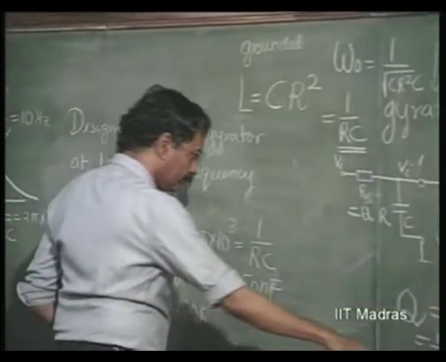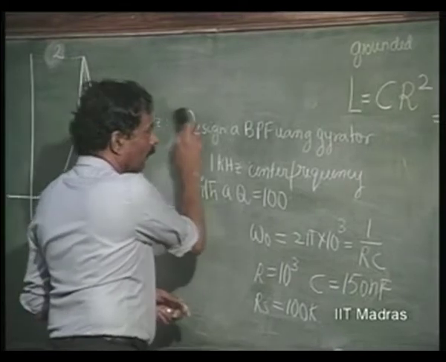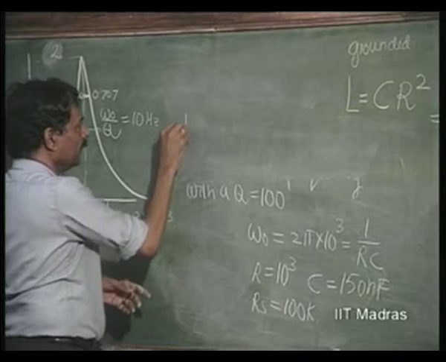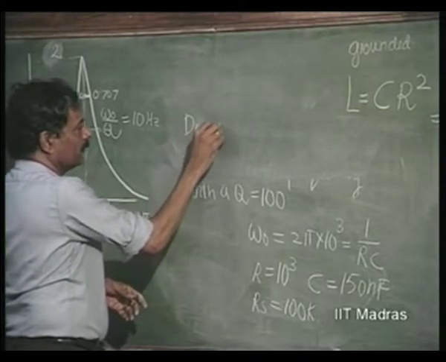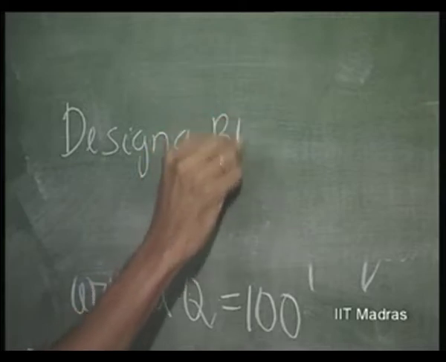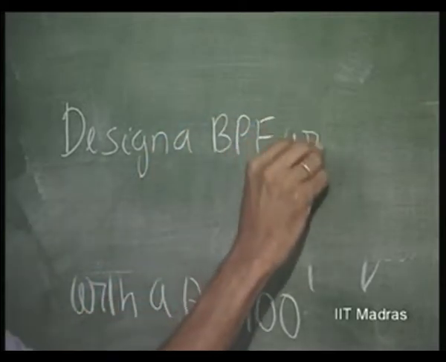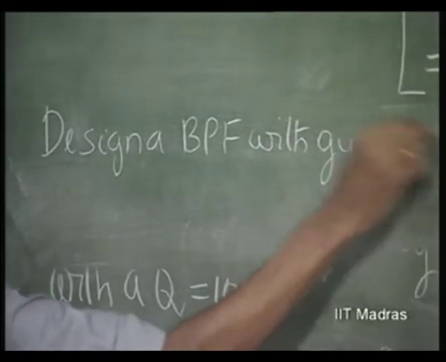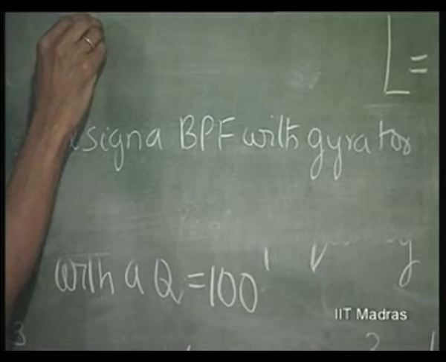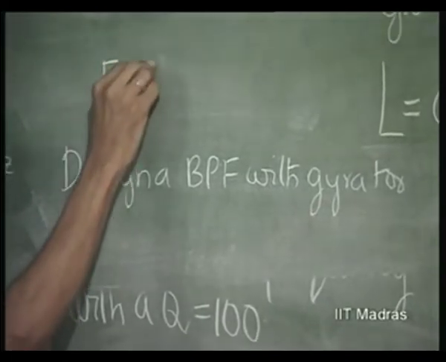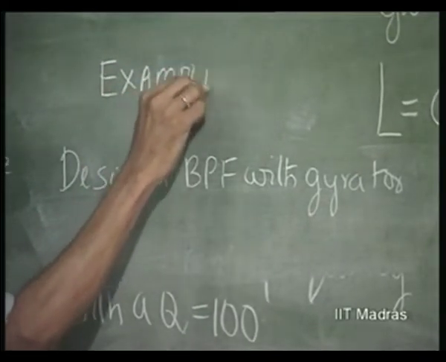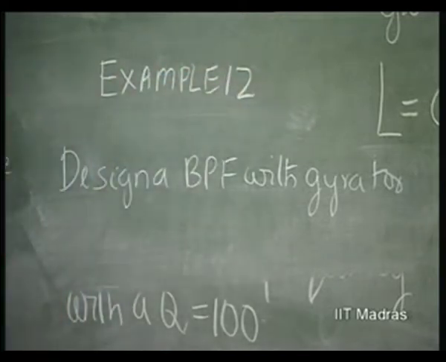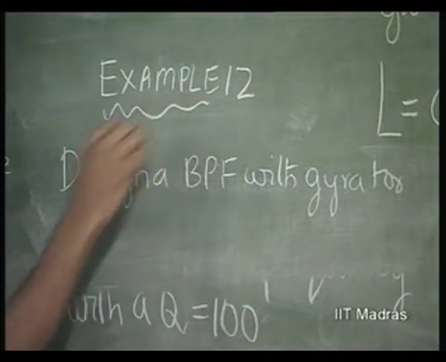Now, we have understood what is meant by this particular design, which has to be given as filter with gyrator. This has to be given as an example. What is the example? Example 12. So, please make that correction.